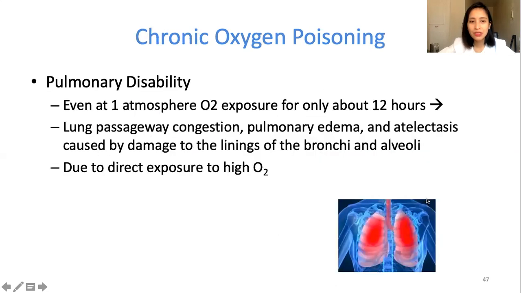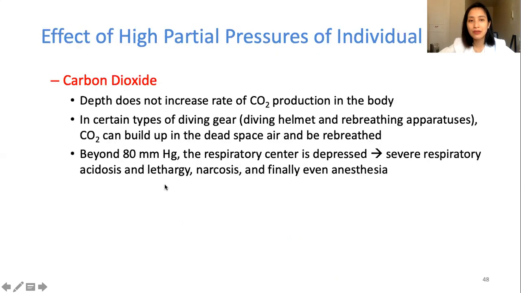With chronic oxygen poisoning, you can have pulmonary disability. And this is even at 1 atmosphere oxygen exposure for only about 12 hours. And this can cause these problems. And this is due to the direct exposure to high oxygen.